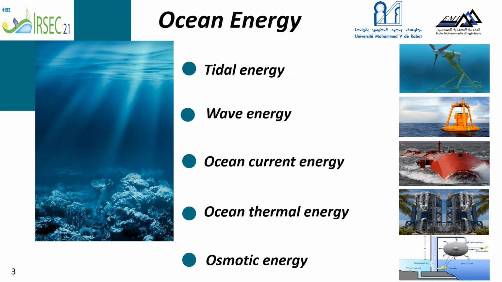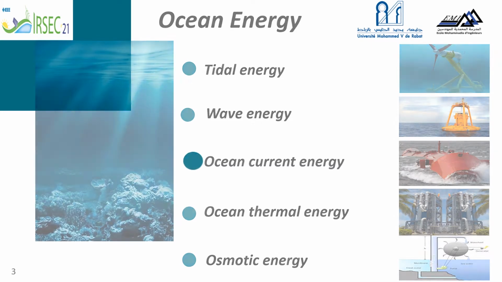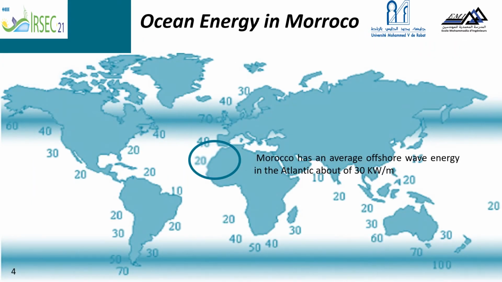Ocean energy is a vastly unused energy resource, and there is considerable potential to harness energy from waves. There are five main types: tidal energy, wave energy, ocean current, ocean thermal energy, and finally osmotic energy. Morocco has a strategic geographical position, located at the crossroads between Africa and Europe. It has an average offshore wave energy in the Atlantic of about 13 kilowatts per meter.